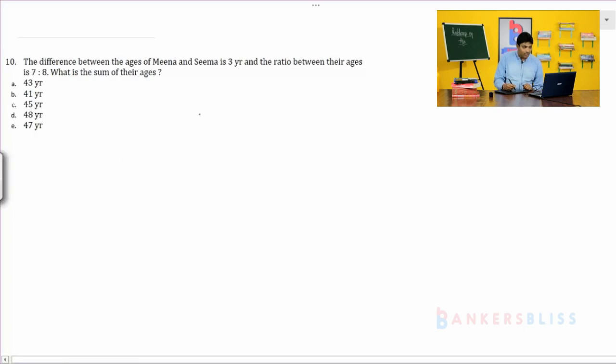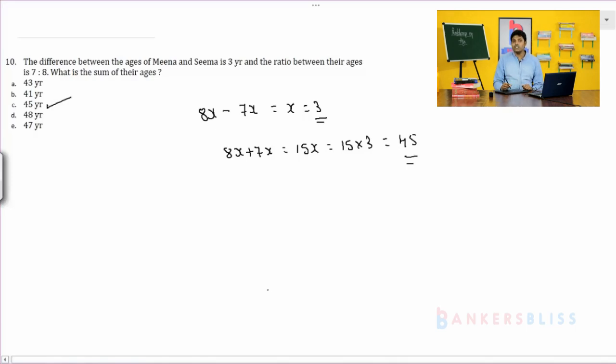So ages are 8x and 7x. So the difference is 8x minus 7x, that is x, that is 3. Now they are asking to calculate the sum of their ages. So 8x plus 7x, which is equal to 15x, which is equal to 15 into 3, that is 45. So the sum of the ages is 45. Option C is the right answer.